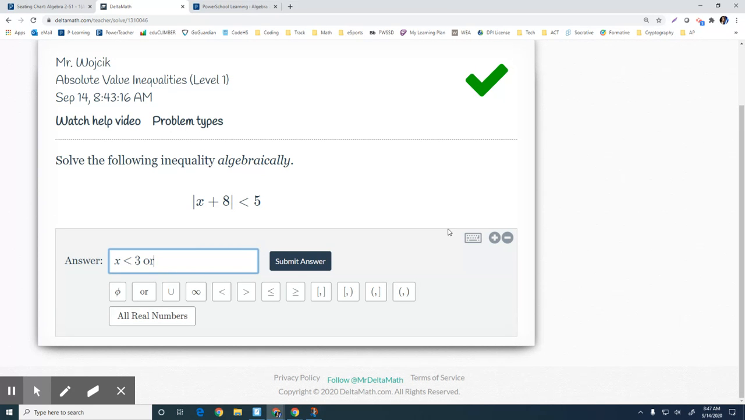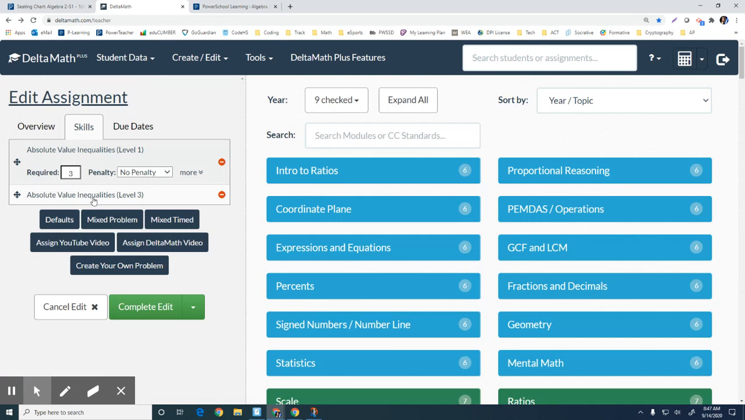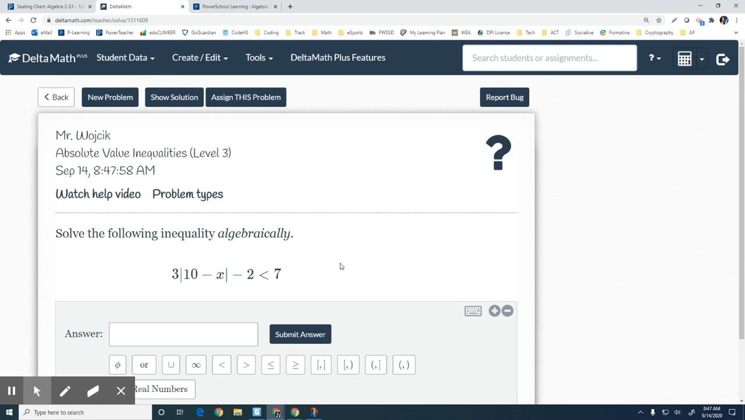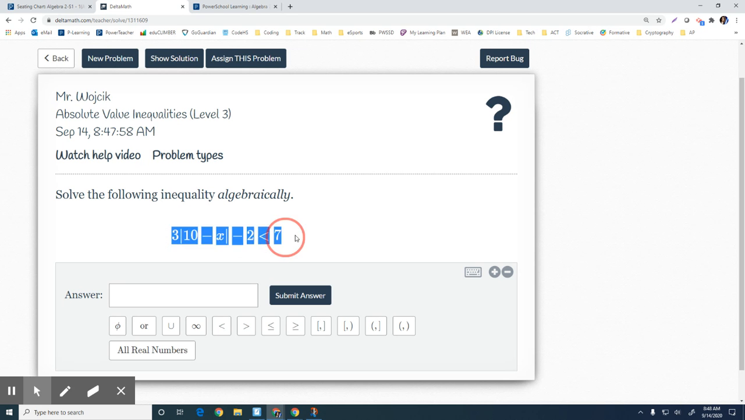All right. For the other problem, level 3, these ones do require you to do some algebra before you get the absolute value all by itself, some canceling. And when you do that, make sure you're very careful with multiplying or dividing by a negative sign, that it flips the inequality symbol the correct way.